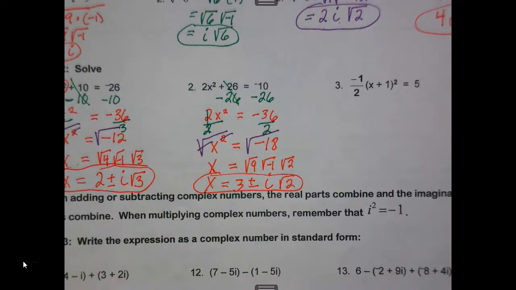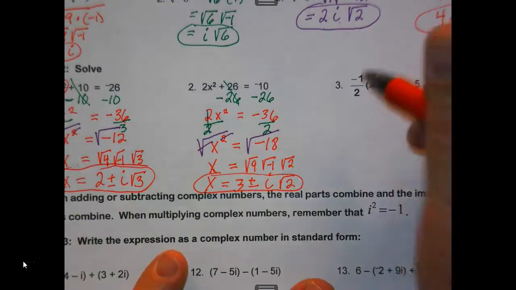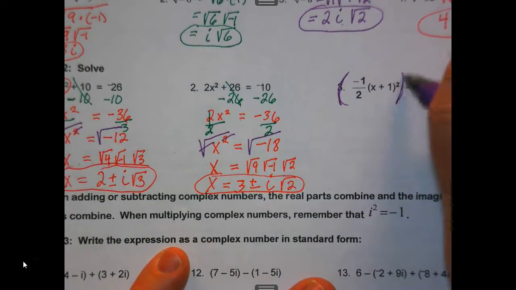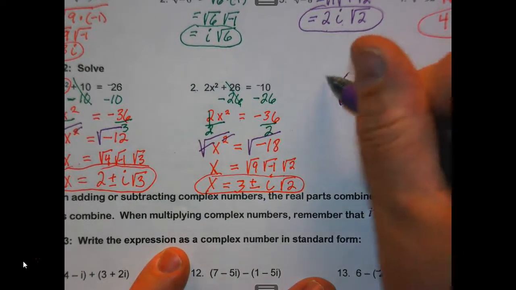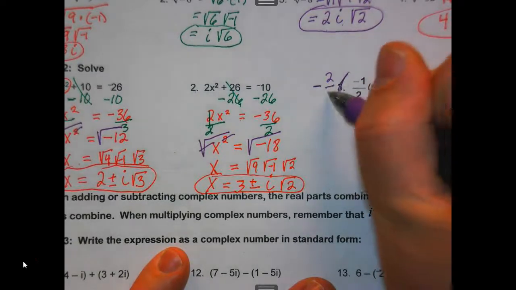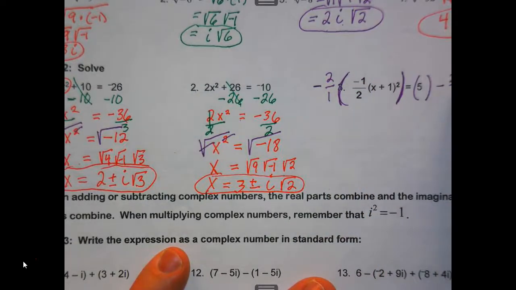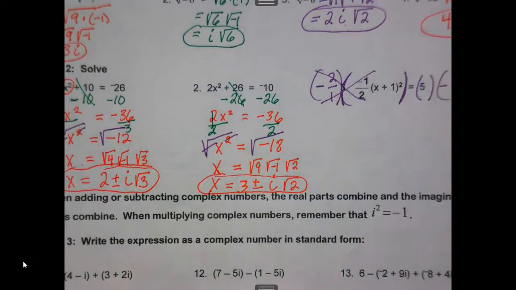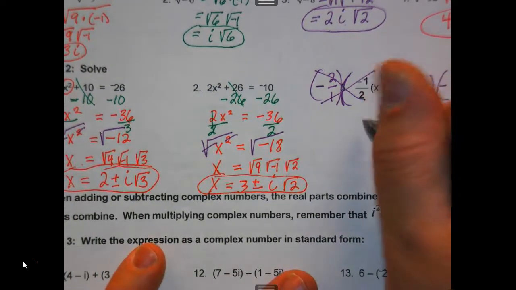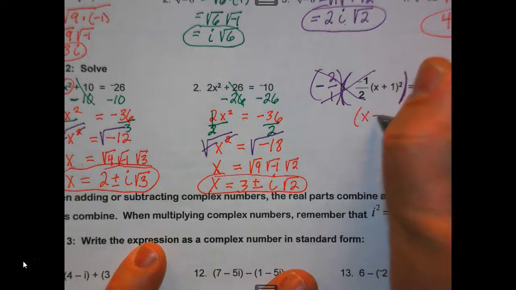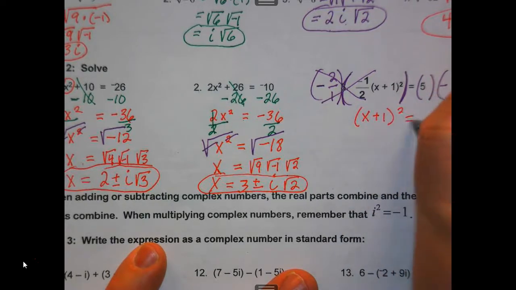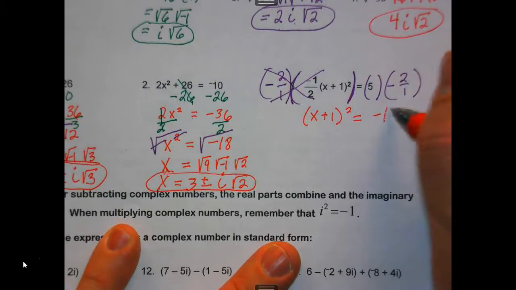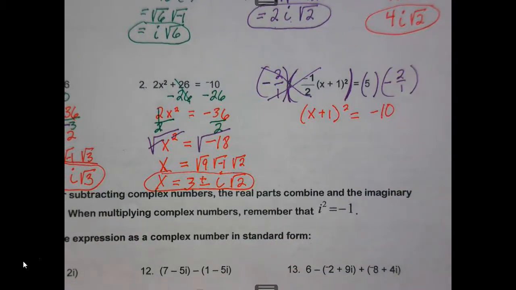Okay, number 3. I don't like fractions. How do we get rid of fractions? Multiply both sides by the reciprocal, right? These cancel the 1. 1 times quantity x plus 1 squared is x plus 1 squared. 5 times negative 2. Negative 10. Now what?